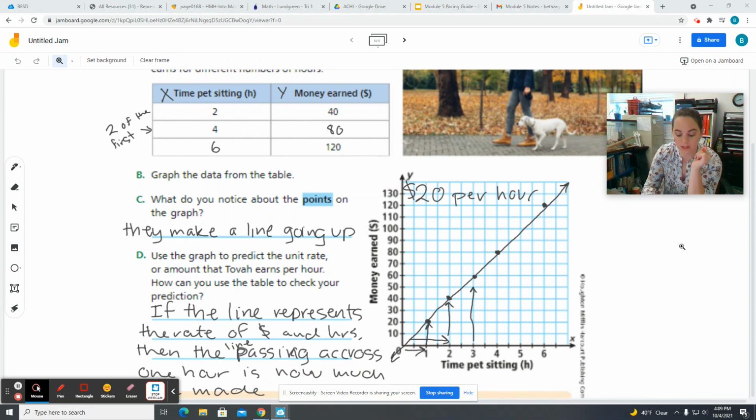Now we can look at the table. Does that make sense? If she gets paid $40 for 2 hours, would it make sense that she would get paid $20 for 1 hour?